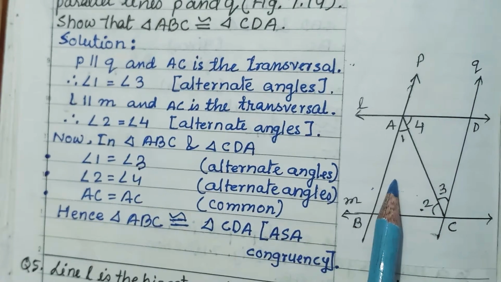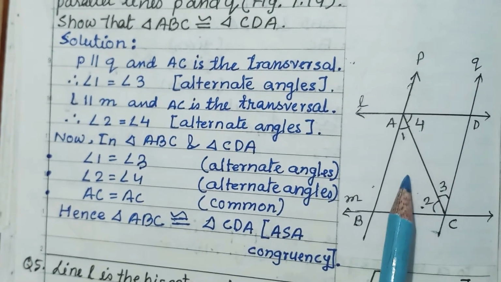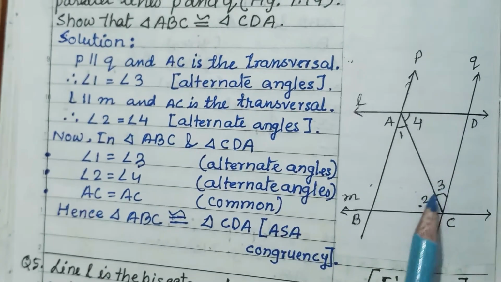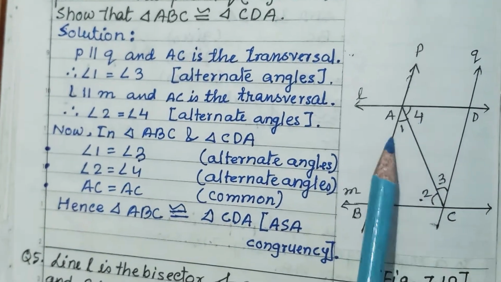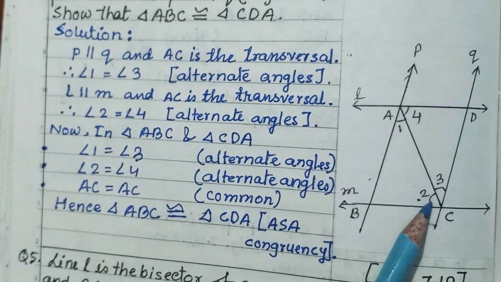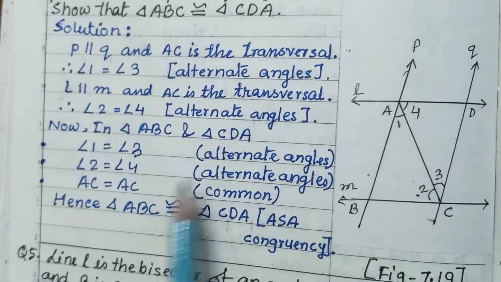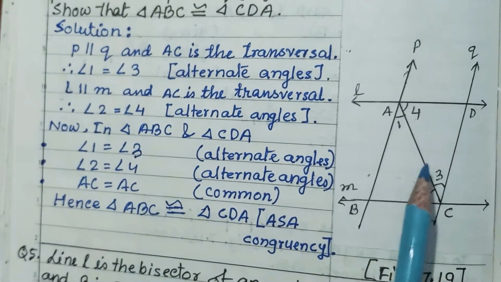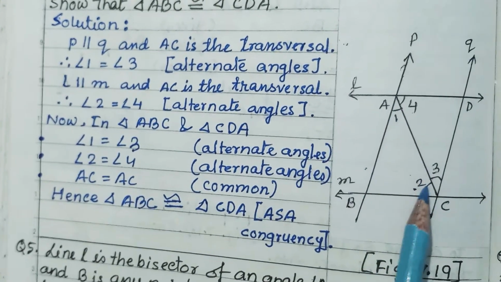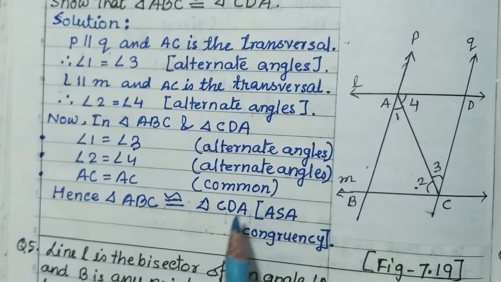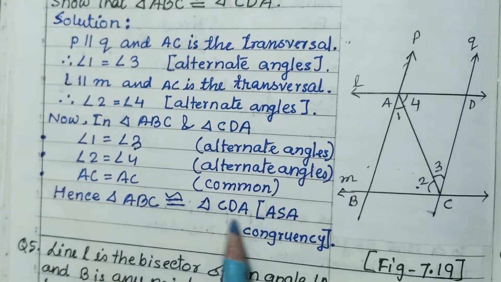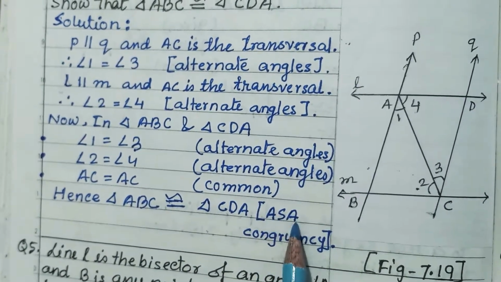Now in these two triangles, three parts we have to make equal. First is angle 1 equal to angle 3, angle 2 equal to angle 4. These are alternate angles, and AC is the common side of these two triangles. So AC equals AC. Hence these two triangles are congruent by angle side angle.